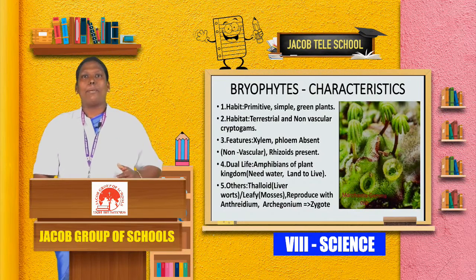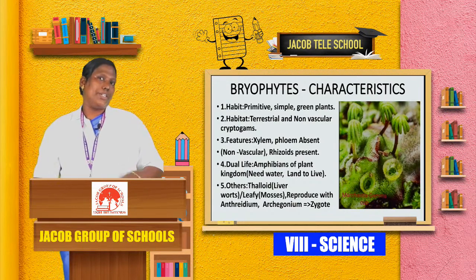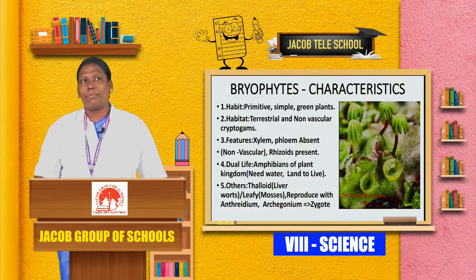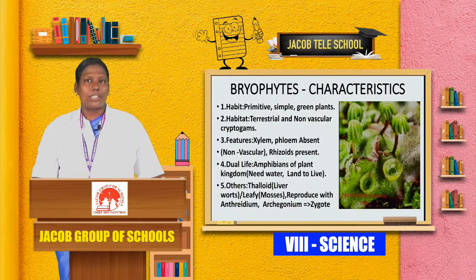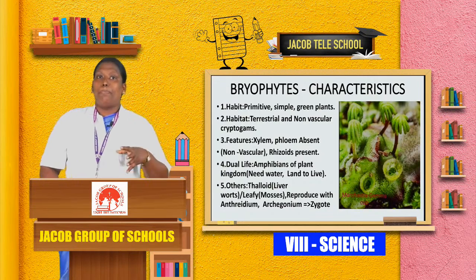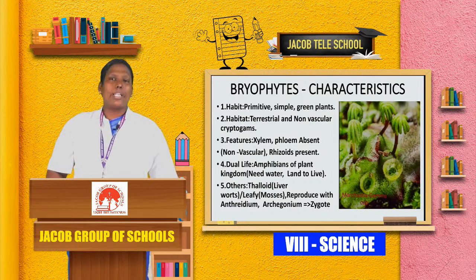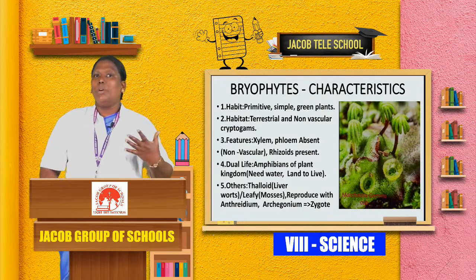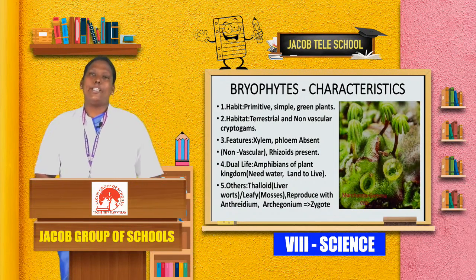Next, habitat means the place of living. Where are these bryophytes living? They are living on land. Terrestrial means land. Non-vascular cryptogams: as I already told you, in bryophytes there is no xylem and phloem. Xylem and phloem are collectively known as vascular tissues. Because vascular tissues are lacking, bryophytes are called non-vascular cryptogams. Cryptogams are plants that cannot produce seed or flower. Bryophytes cannot prepare a real seed or flower. So they are very primitive plants.